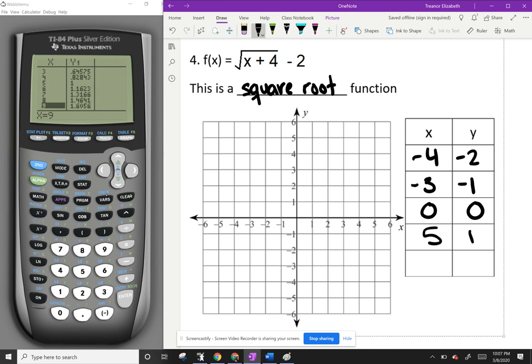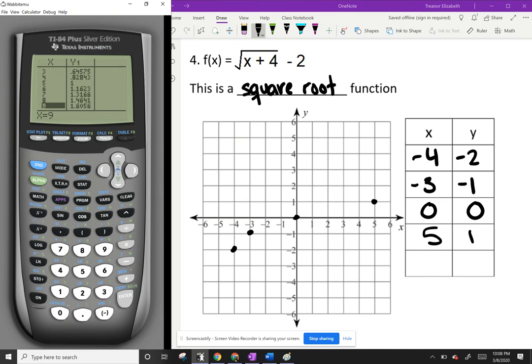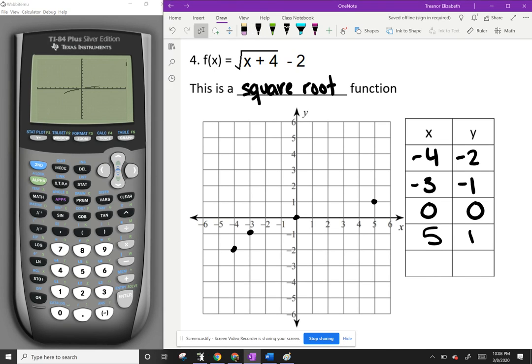Graph my points. -4, -2, -3, -1, 0, 0, 5, 1. Take a look at my graph on the calculator to help. And it looks like our graph is going to look just like this. And that is how you graph exponential, square root, and the last video showed you absolute value and quadratic. Hope this helps.